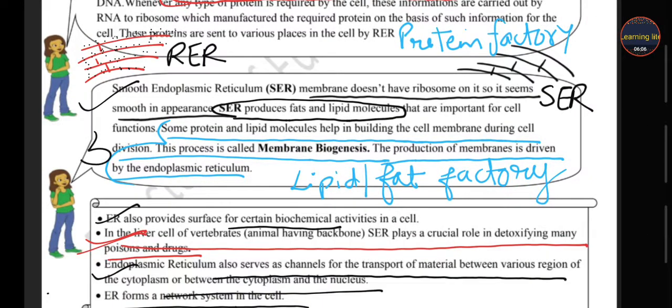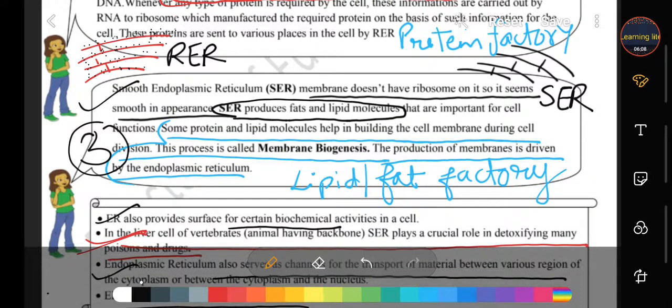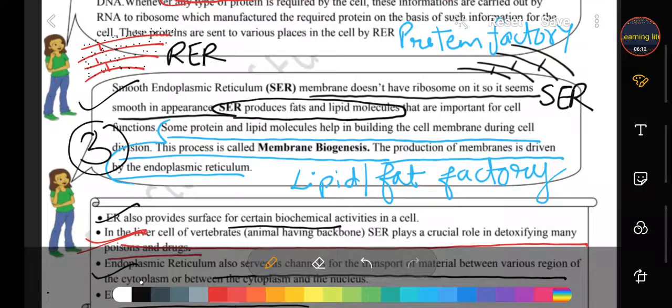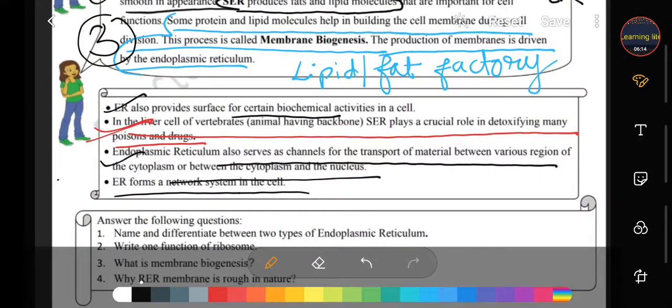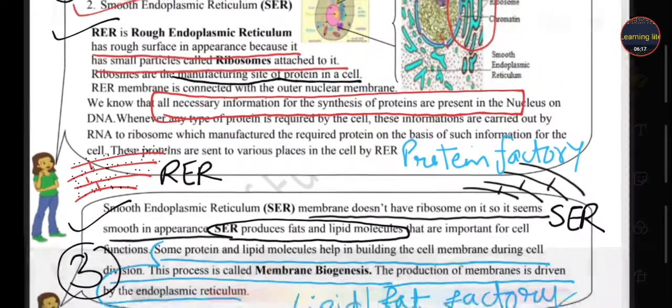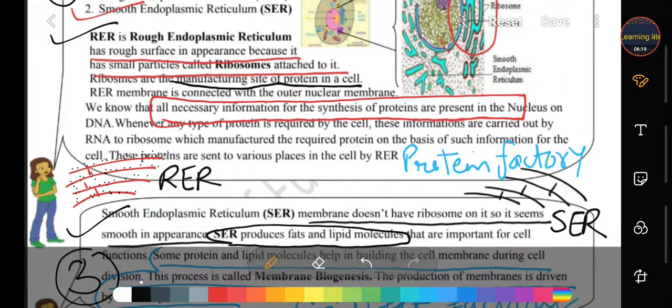So it is your third answer, that is, what is membrane biogenesis? When lipids and proteins help in building the cell membrane during cell division. Why is RER rough in nature? Because ribosomes are attached on it.